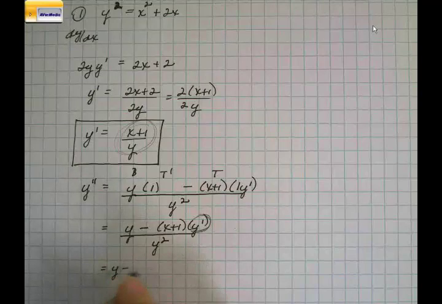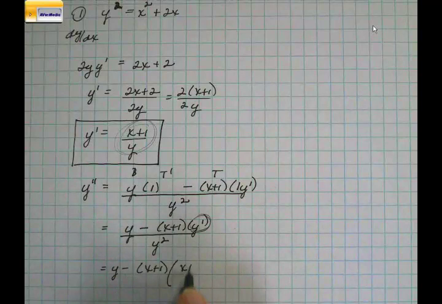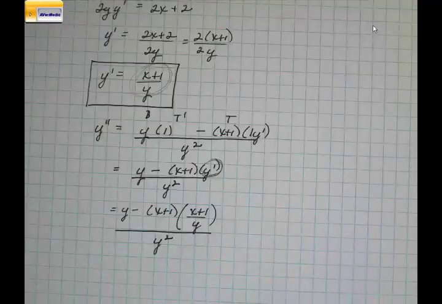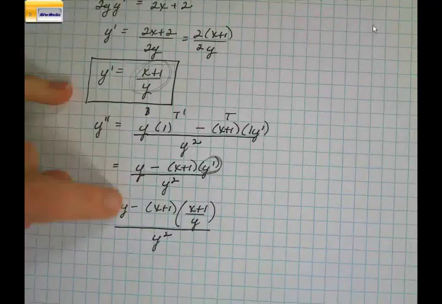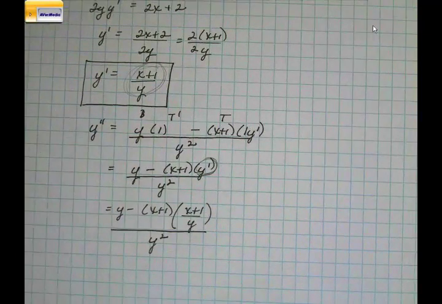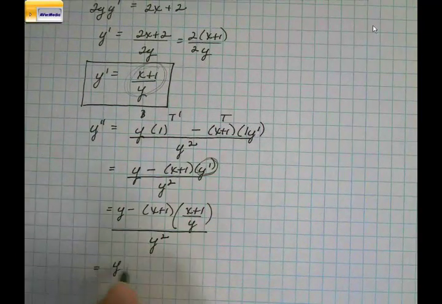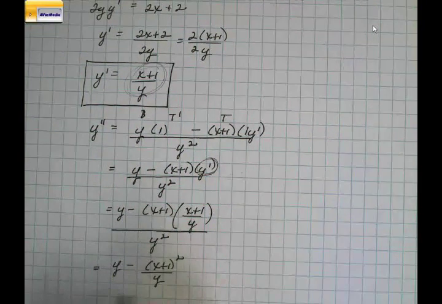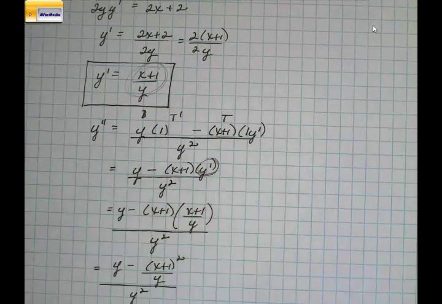So this becomes y minus x plus 1 times x plus 1 over y, all over y squared. That's not bad. Okay, and in that numerator, I need a common denominator. So this is y minus x plus 1 squared over y, all over y squared.